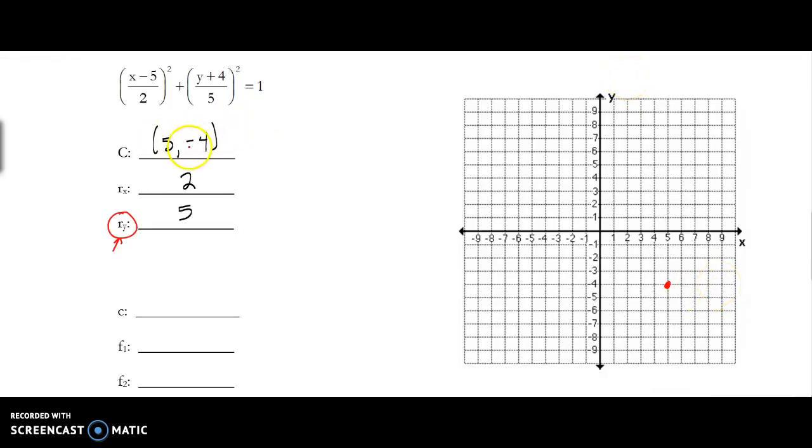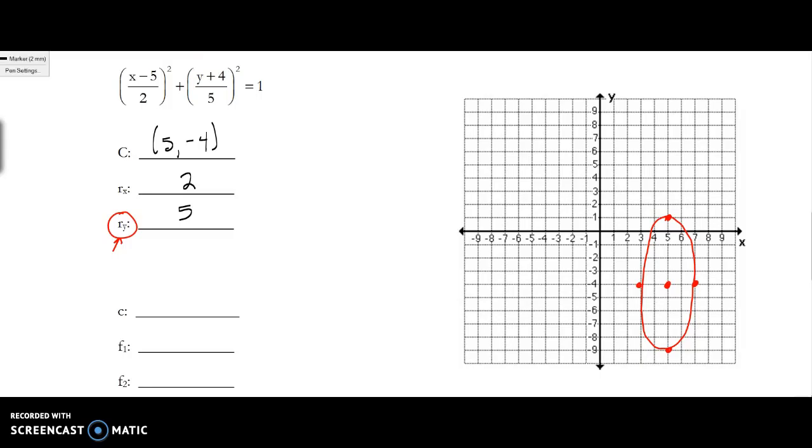So what we have here is our center is at 5, -4. Our x radius is 2, our y radius is 5. So I've gone ahead and plotted our center. Our x radius is 2, so we're going to go left and right 2, and then we're going to go up 1, 2, 3, 4, 5, and down 1, 2, 3, 4, 5. And go ahead and connect those points so it looks somewhat like an elongated circle.